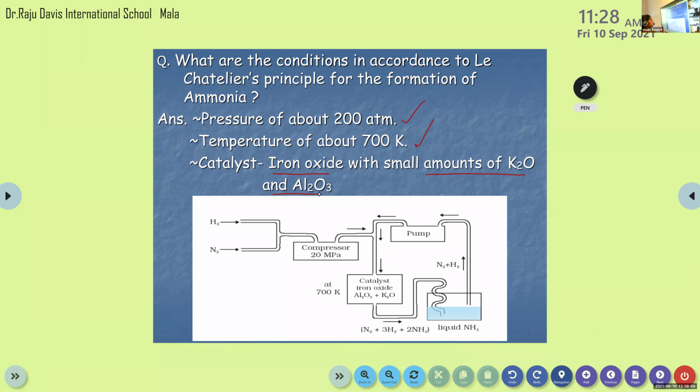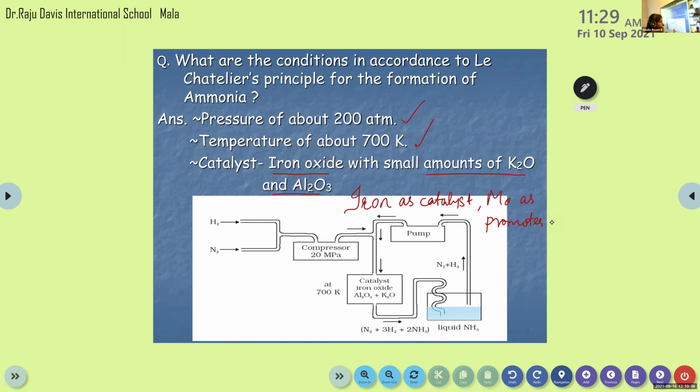And in earlier times we used iron as catalyst with molybdenum as promoter. What's the role of promoter? It increases the activity of catalyst, right? We have learned it in the chapter surface chemistry, right? So iron as catalyst and molybdenum as promoter in earlier days, but nowadays we are using iron oxide with small amounts of potassium oxide and aluminium oxide.